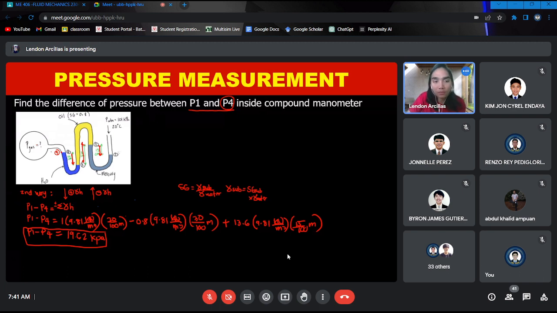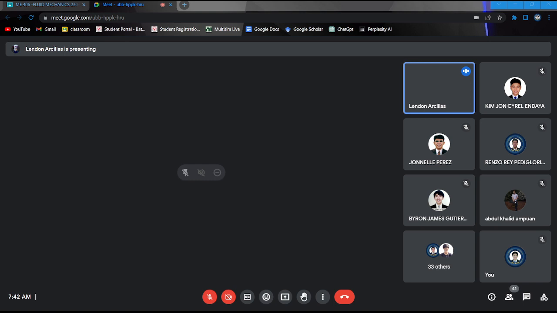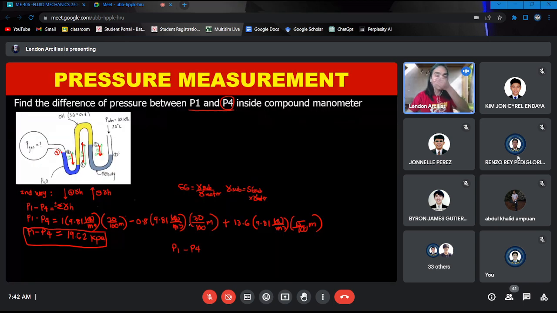Next, if asked for the difference between pressure 1 and pressure 4, the shortcut is pressure 1 minus pressure 4, where pressure 4 is the pressure of the gas, and pressure 1 is the pressure at the atmosphere or at the surface. So we start at pressure 4. Whatever we subtract, that is where we start.